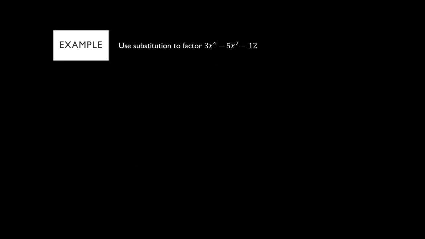Okay, so my last example is one that's similar to that one, but now it's got a 4 as the highest exponent instead of the 6, but it still fits the rule where the 4 is double the middle, and then there's something without an exponent. So it still fits our rule, so that means we can use the substitution. And we're going to be using our middle part as the substitution. So the x squared is going to be u, because that's the part in the middle.